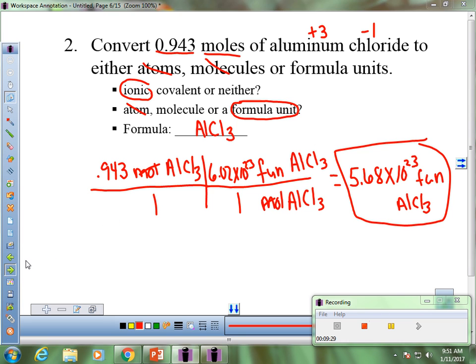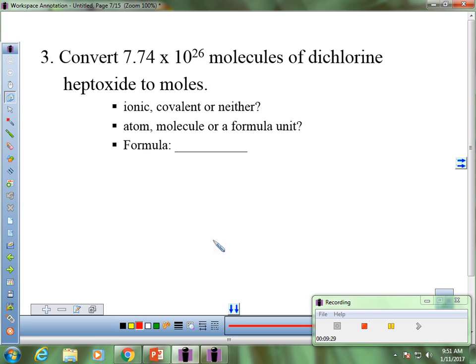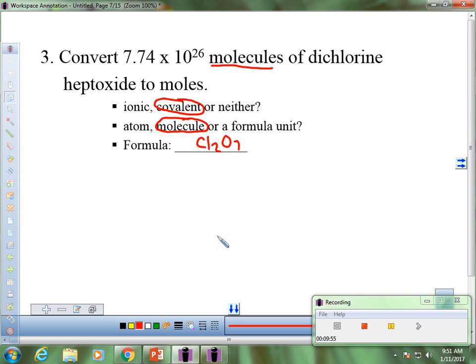Alright, on we go. Now we've got 7.74 times 10 to the 26 molecules. So this is our number, and there's our unit. So it's kind of giving itself away that it's a molecule. Because it's a molecule, it is covalent. So we're going to write what it says. Dichlorine is Cl2. Hept is 7, so we'll write O7. Cl2O7. We don't switch them on covalent. We just write what it says.